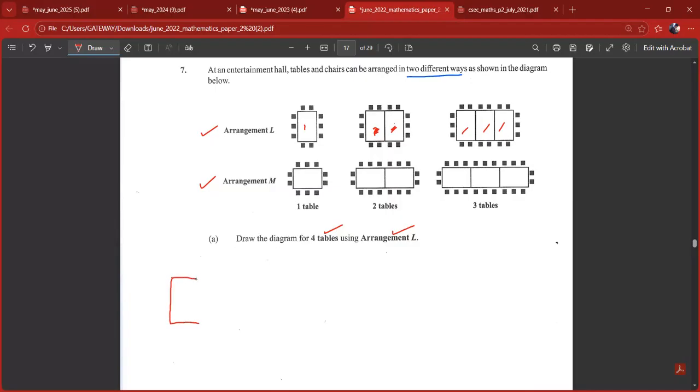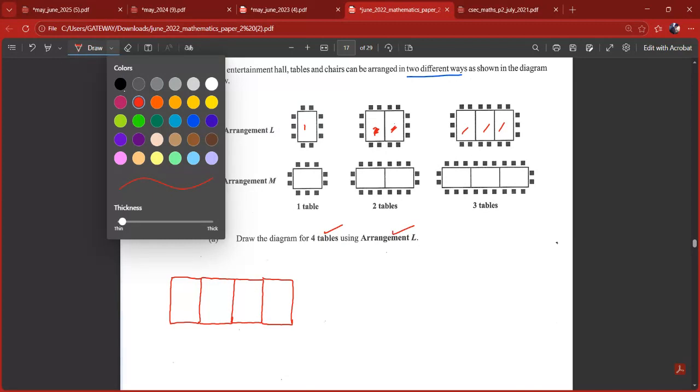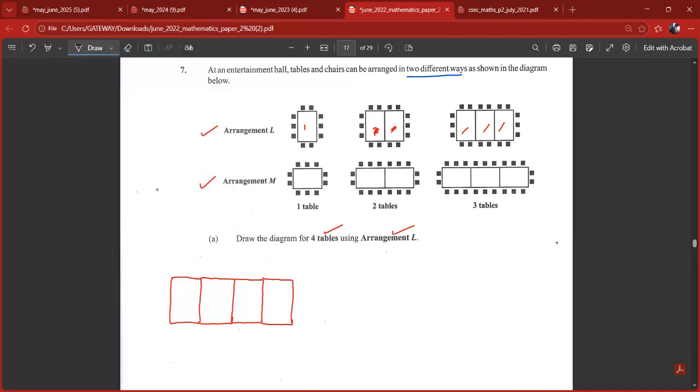I'm going to try my best to draw it neatly. That is 1. Second one. That is the third one. And that is the fourth one. So that's the 4 tables. Now we have to draw the chairs around the tables. We're looking at arrangement L for now. We're not really concerned with arrangement M.